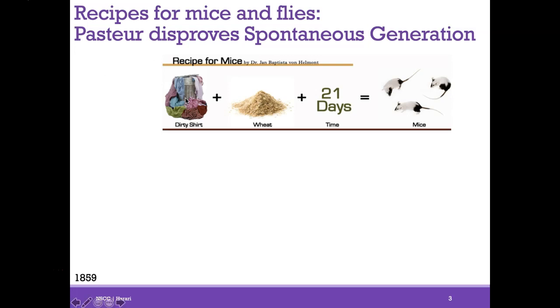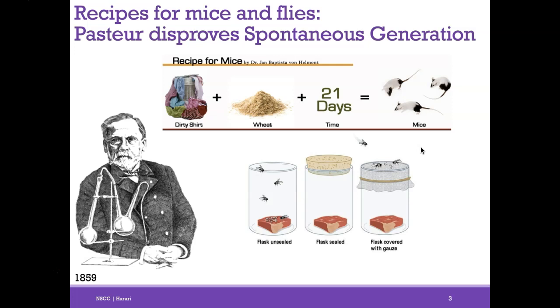This is actually a real recipe, quote unquote. It was thought that if you wanted to make living mice, you could just take some dirty shirts, put some wheat in the pockets, and if you wait 21 days, you would get mice to form. Again, we know that sounds preposterous, but back in the day, they didn't really understand where mice come from. They didn't study the reproductive cycle of mice.